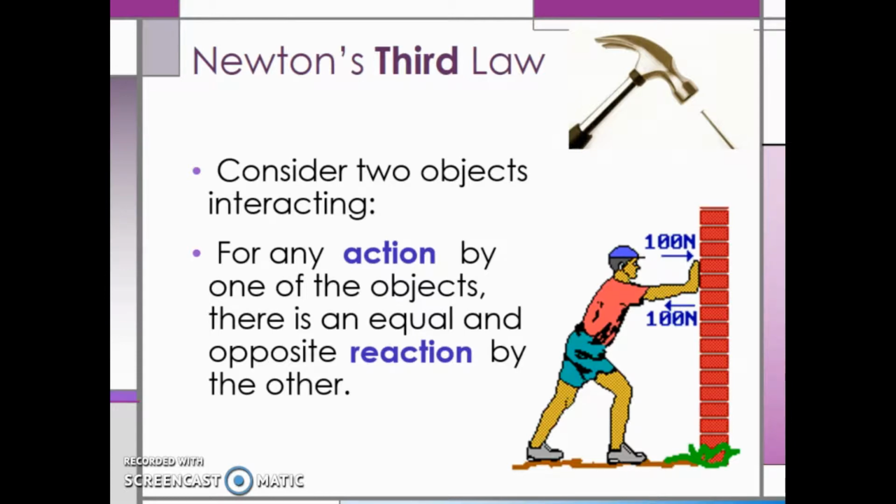In the picture, we see the man is pushing against a wall with a force of 100 newtons. The wall exerts a reaction force of 100 newtons against the man. The man is pushing on the wall, and the wall is pushing back against the man, causing the man to not fall over. If you swing a hammer at a nail and you strike the nail, the action would be the hammer striking the nail, and the reaction is the nail is embedded in the piece of wood.